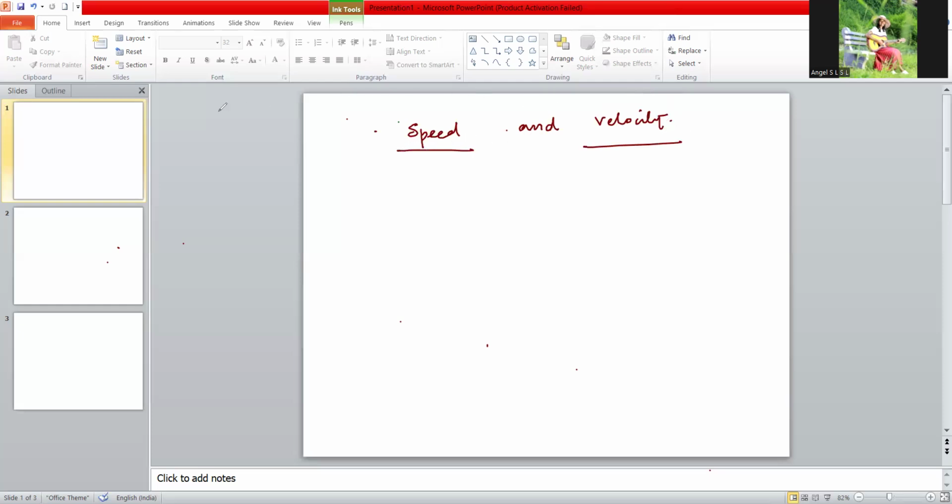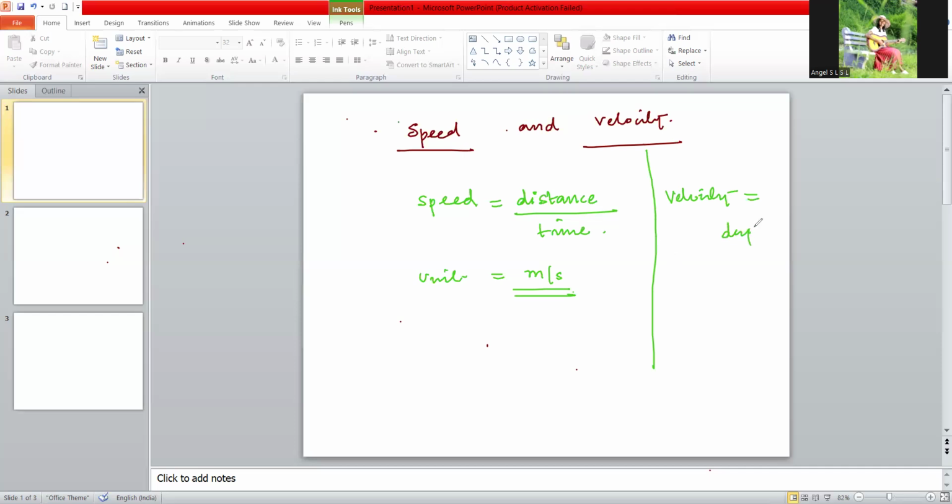We have an equation for speed: speed is equal to distance by time. Okay, the total distance traveled by time taken is called speed. And the unit here is meter per second. Correct? In the case of velocity, velocity is equal to displacement by time. And we have the same unit, that is meter per second.